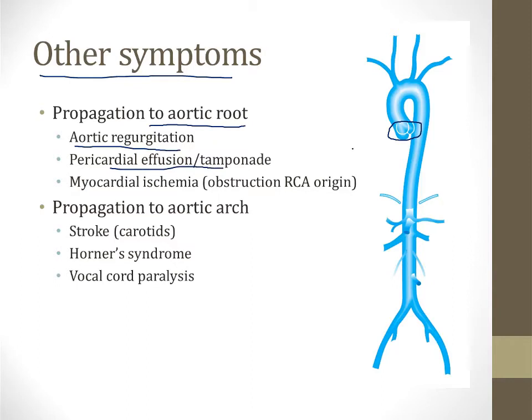And then finally, the coronary arteries come off of the aorta. The right coronary artery is particularly susceptible to obstruction. It comes off at a relatively high point here. And when the right coronary artery has its blood flow disrupted, that can lead to myocardial ischemia from a dissection.